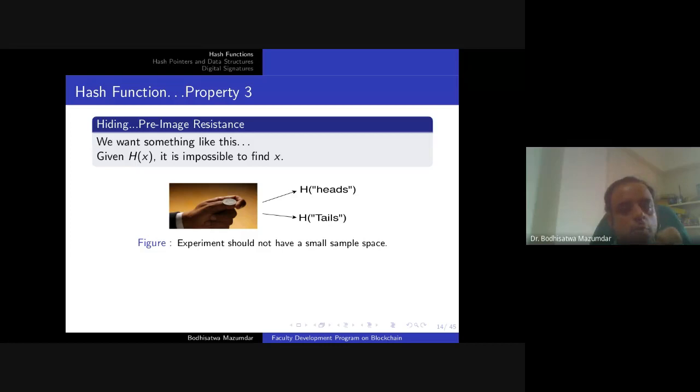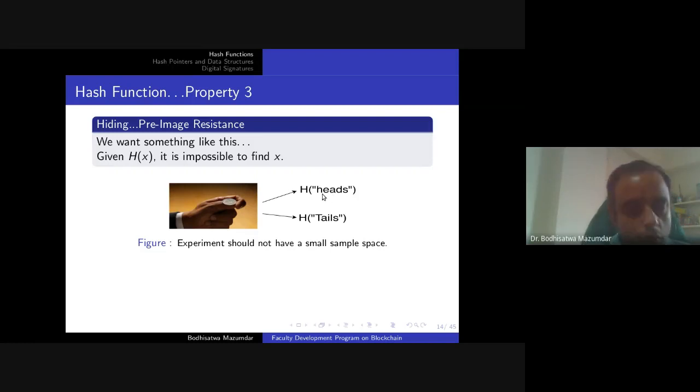But if the sample space of the input is small, it is usually possible. For instance, if you toss a coin, it can have two outputs: either a head or a tail. For a head, you give this input to the hash function, and for a tail, you give this input to the hash function and record the corresponding output. As the sample space is very small in this case, just by observing the respective outputs, you can identify what the input of the hash function was.